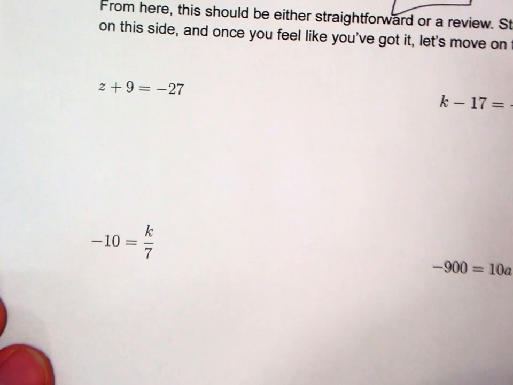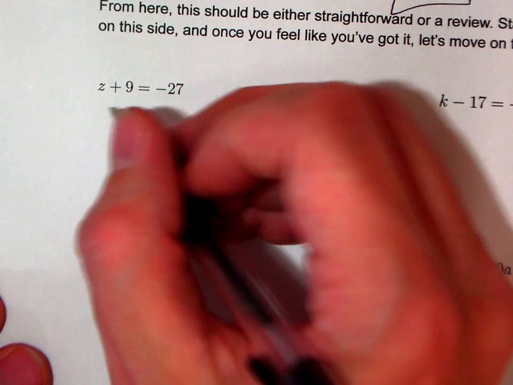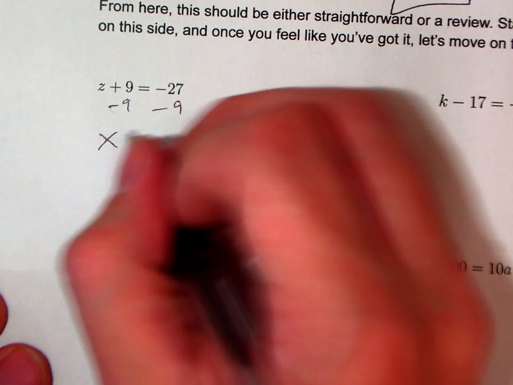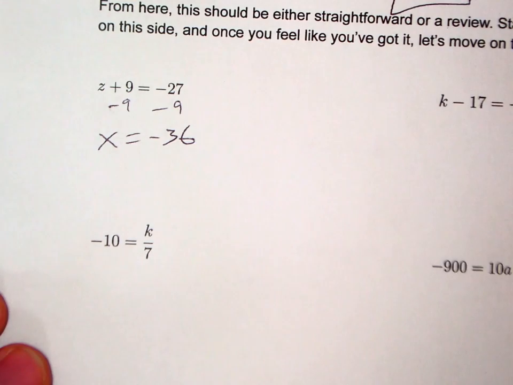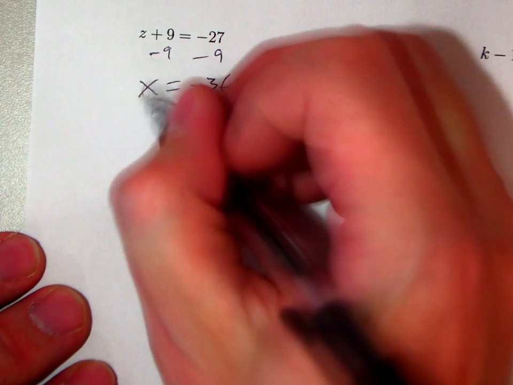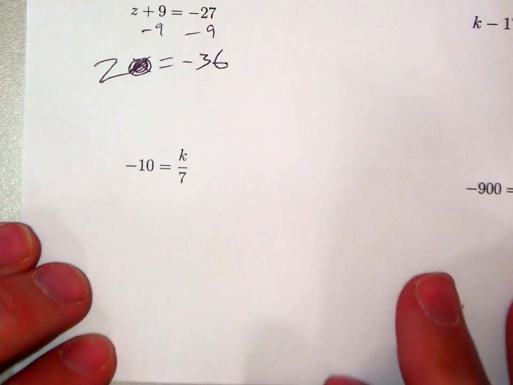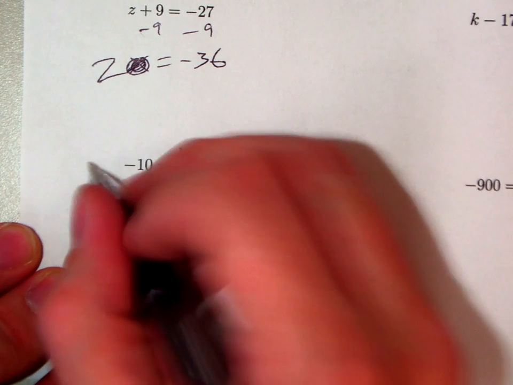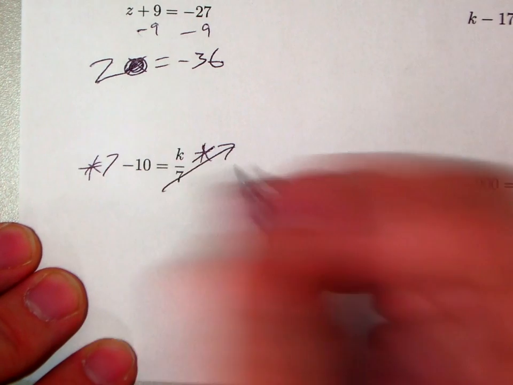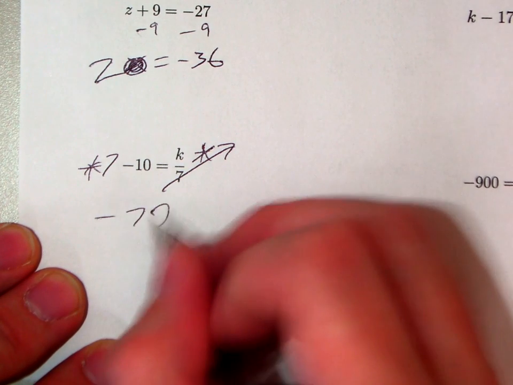A few more. Z plus 9 is equal to negative 27, so we subtract 9 from both sides, and we get x is equal to negative 36. Z, not x. Here we multiply both sides by 7 to cancel out the division, and we get negative 70.